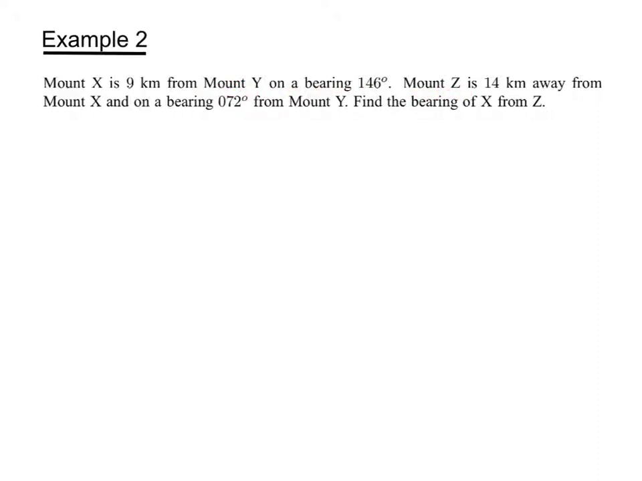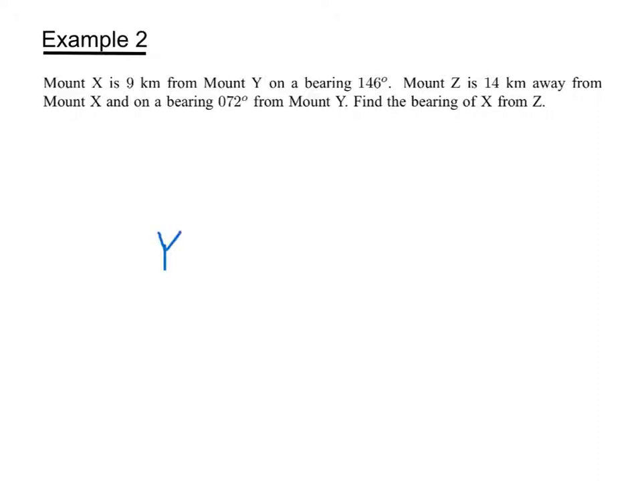Mount Z is 14 kilometers away from Mount X on a bearing of 72 degrees from Mount Y. And we'll be careful with this part because it's a little tricky. And then we're asked to find the bearing of X from Z. So let's start with Mount X and Mount Y.